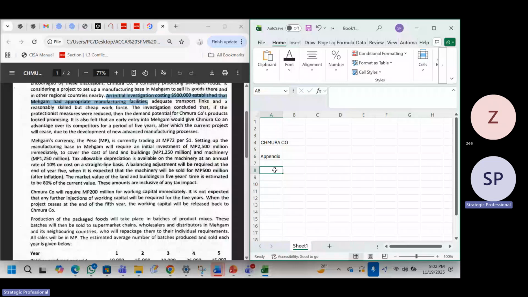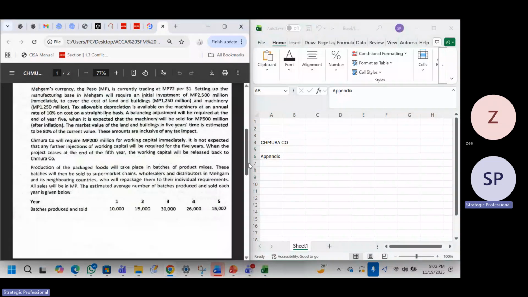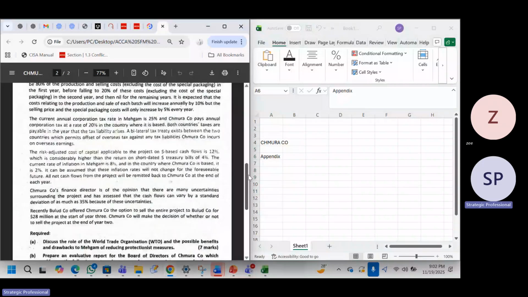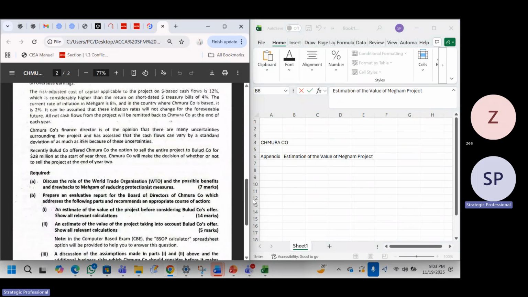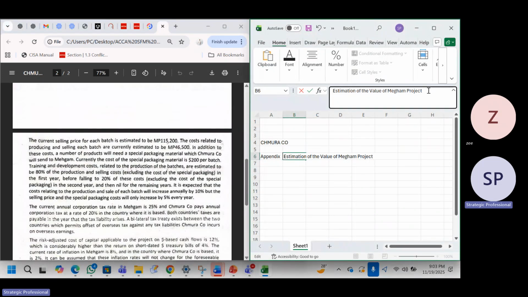And what have they told us to do in that question? I'm trying to create the table once and for all, an estimate of the value of the project. So let me put that in now. Appendix: estimation of the value of the Megam project. I think they said the first one is the estimation of the value of the project before considering Bulu's offer. So let's start putting everything like this.